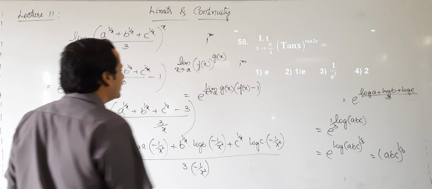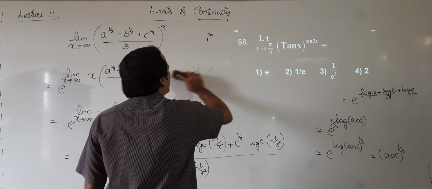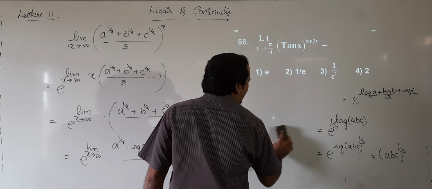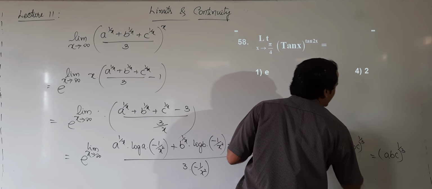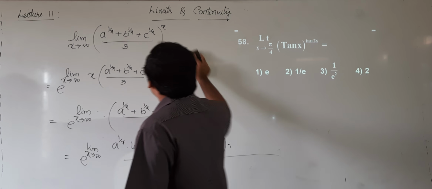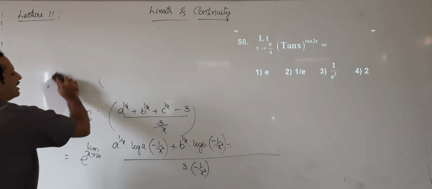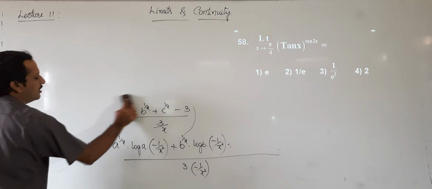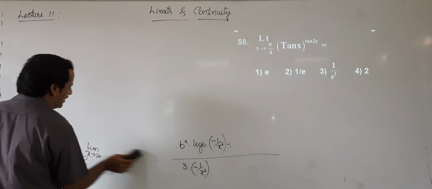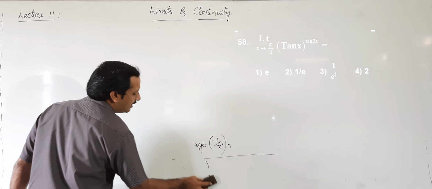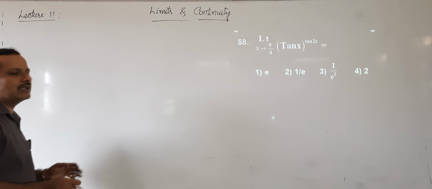58th question. Limit x tends to pi by 4, tan x whole power tan 2x. If I directly apply the limit as x tends to pi by 4, I am getting tan pi by 4. What is the value of tan pi by 4? 1. And the power is tan 2x. When I put x as pi by 4, tan 2 into pi by 4 will give you tan pi by 2.